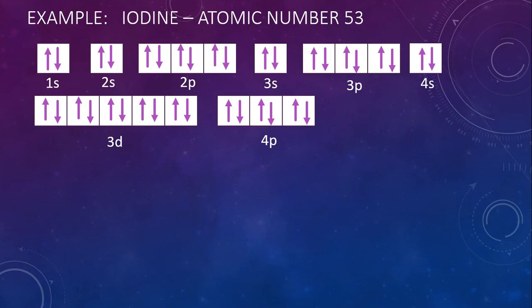After 4p comes what? Do we need to go back there? We already just said it was the 5s. So we add our next 2 there. So it's 36 plus 2 is 38. Okay, we're on our way. After the 5s is what? Let's go.